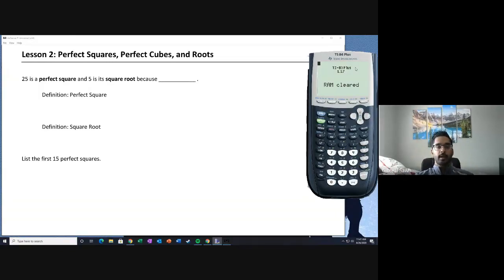Okay, everyone, welcome back. This is the second lesson on perfect squares, perfect cubes, and roots. This is going to become super important in the next one when we start to talk about exponents, integral exponents, rational exponents, that sort of stuff. And it comes back in every single math course that you're probably going to take in high school. So this is where it really starts.